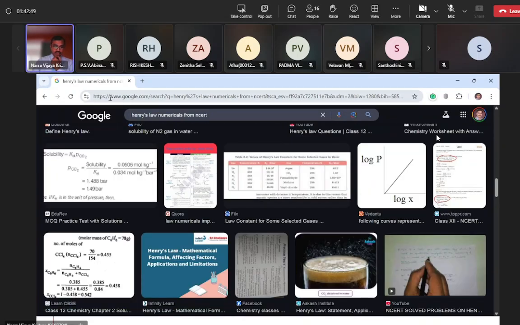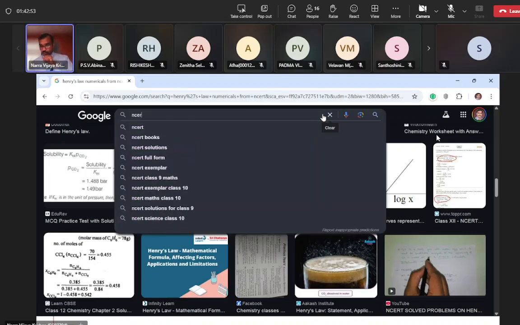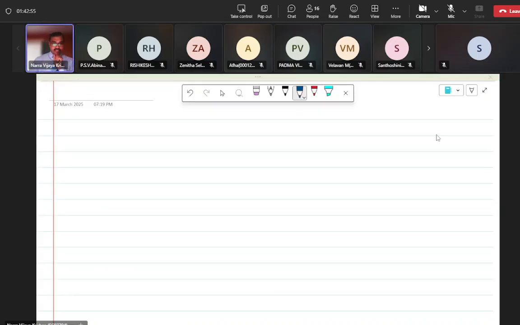I can open the book. I think I have that book. I have the NCERT textbook. I will open the book directly. Desktop. NCERT. Solutions and colligative properties.